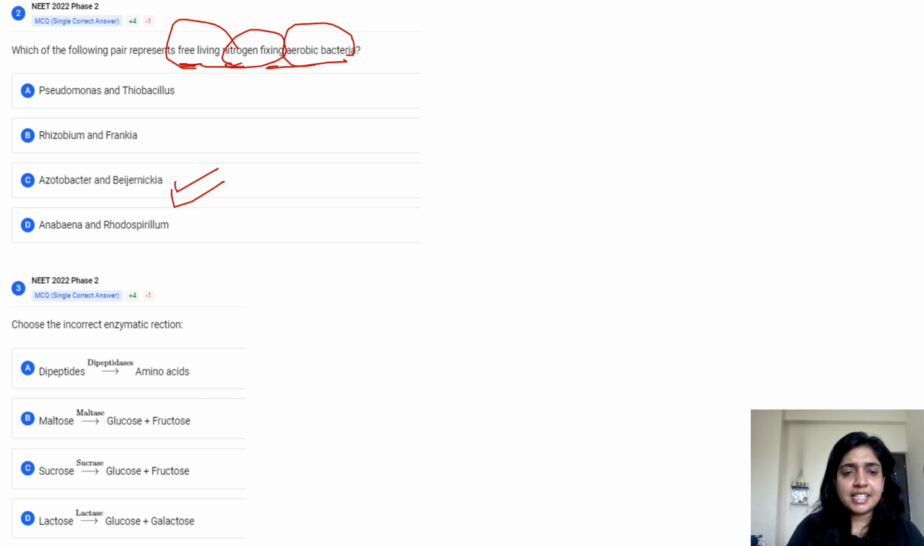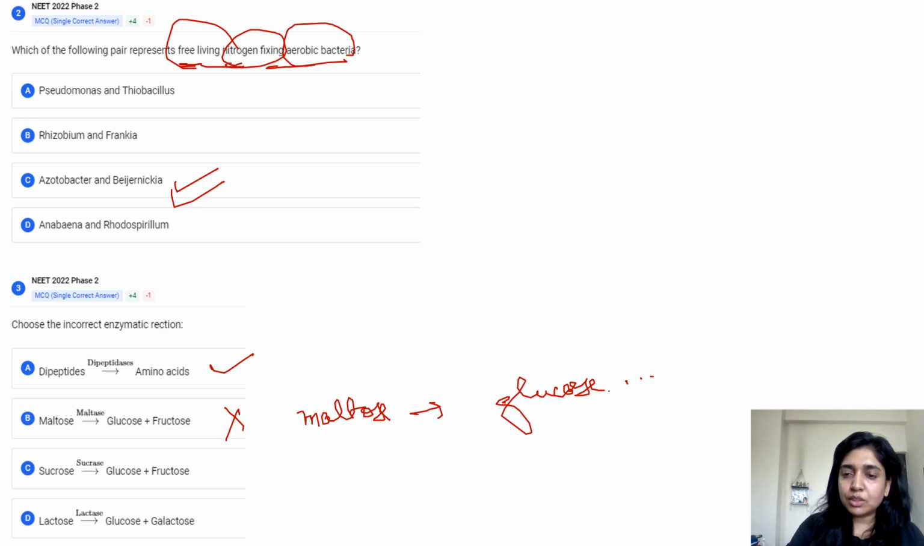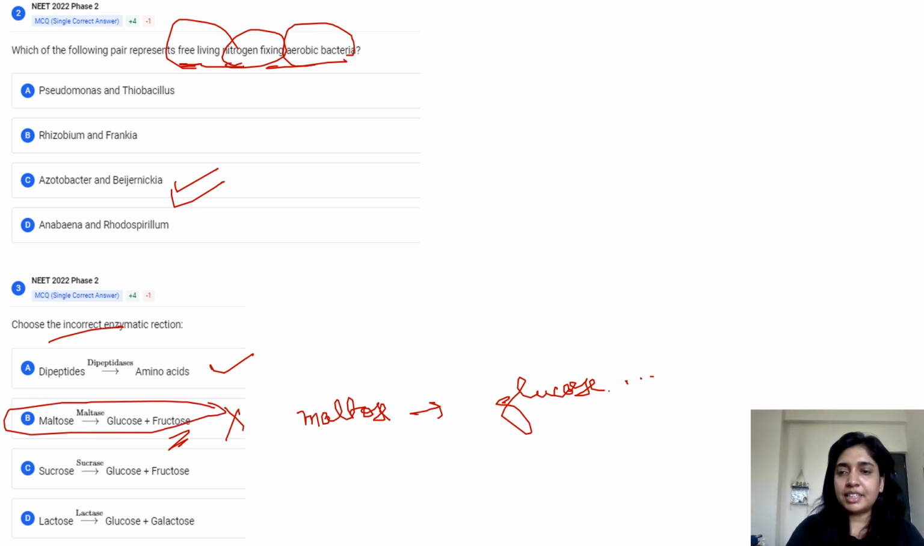Now choose the correct enzymatic reaction. Dipeptidase gives amino acids. This is correct. Maltose gives fructose. This is incorrect because maltose breaks down to give you glucose. It's made up of glucose monomers, right? So it's just glucose and glucose. Two glucose makes maltose. So this fructose over here is making it the incorrect option. And since we have to select the incorrect enzymatic reaction, this would be our answer. Alright, let's move ahead.